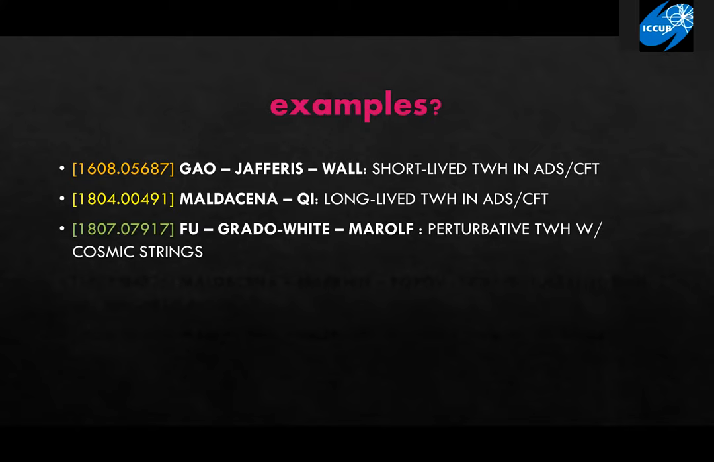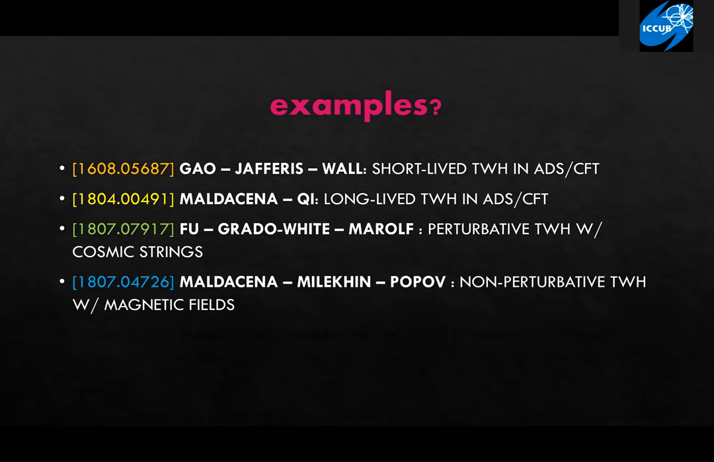But just a couple of months later, we have Fu, Grado-White, and Marolf making a perturbative construction of wormholes outside of the regime of AdS/CFT, and they use something called cosmic strings to provide the negative energy that is necessary for supporting the wormhole. In the same month, Maldacena, Milekhin, and Popov managed to construct, in a non-perturbative fashion, a traversable wormhole, not using any cosmic strings, but solely using magnetic fields. And it turns out it uses just matter within the standard model. So this was really great. And that's why I'm going to cover this paper in a little bit more detail later on.